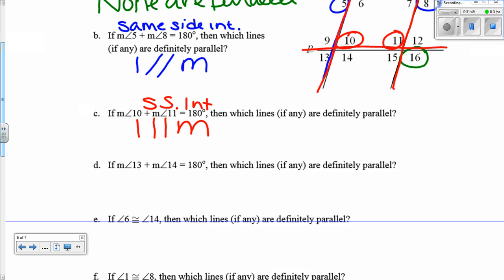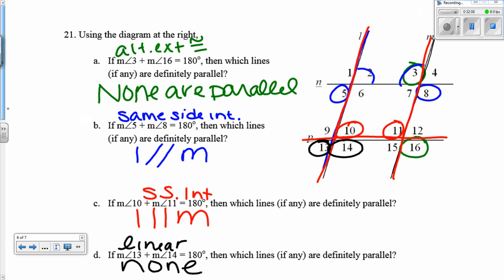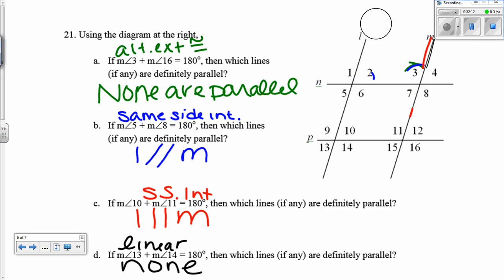So letter D, angle 13 and 14. Well, 13 and 14 are a linear pair, but linear pairs will never tell me that two lines are parallel. This is none. All right, I'm going to come back up here and erase my diagram so that I can continue figuring out which lines have to be parallel.